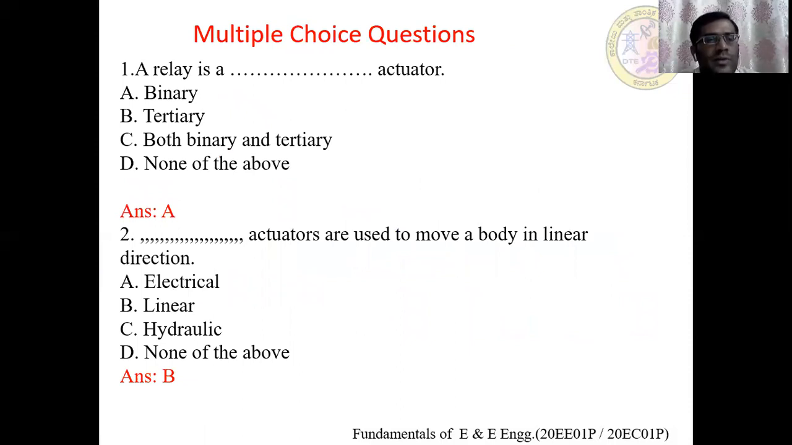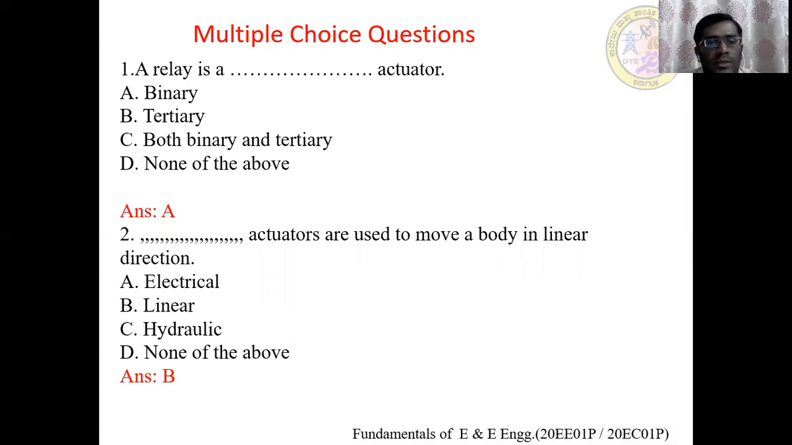The first question is, a relay is a dash actuator. The options are binary, tertiary, both primary and tertiary, and none of the above. The answer is binary. So relay is a binary actuator. It has two stable states, that is normally open and normally closed. That is why it is a binary actuator.